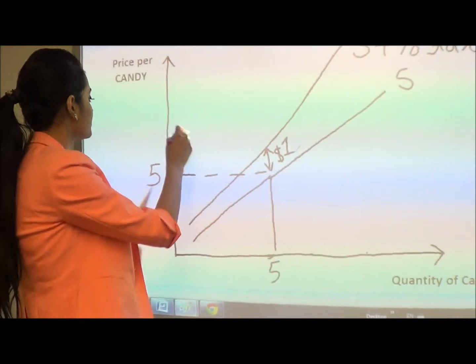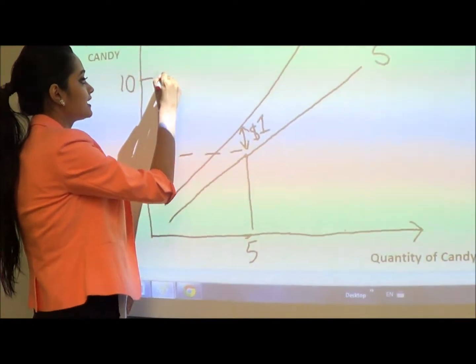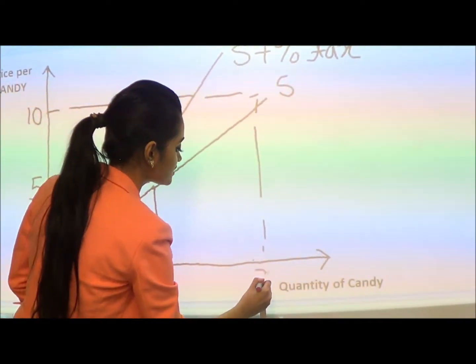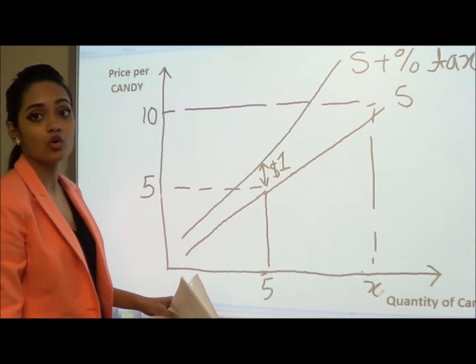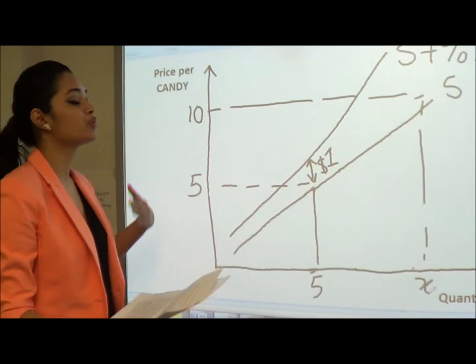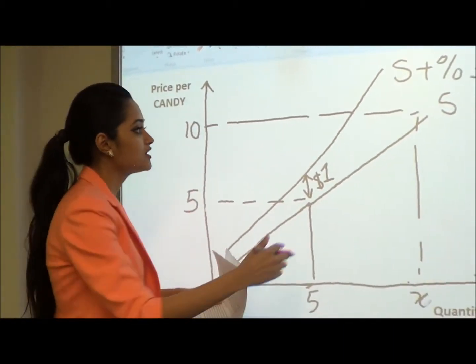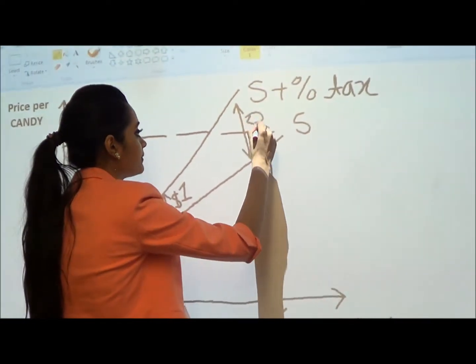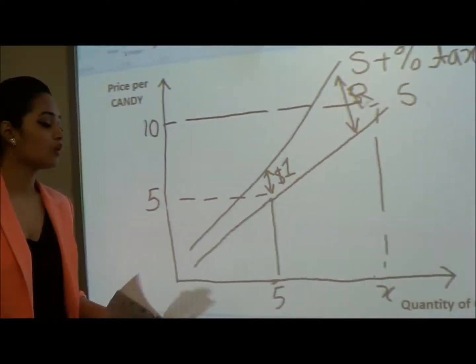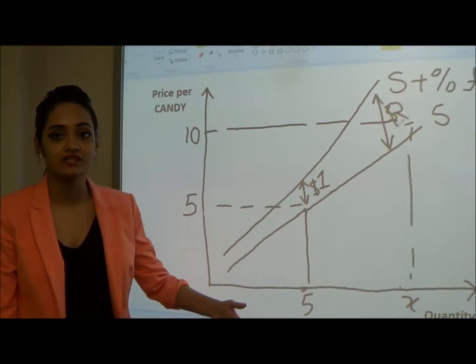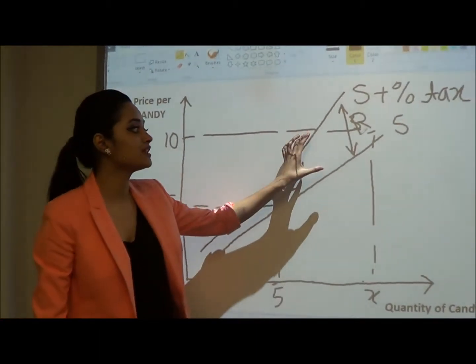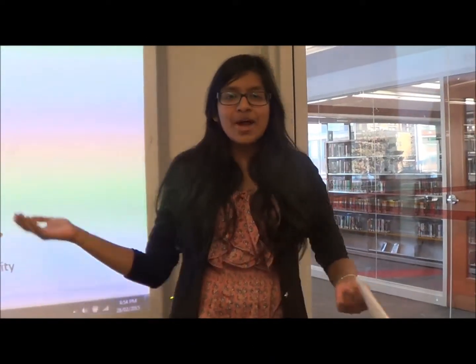For example, if the price was $10, at $10 they were producing at X amount. Now, the price is going to go up by $2 because 20% of $10 is $2. So here the supply curve moves up by $2. This shows that as the price increases, the gap between the supply curve and the supply plus tax curve becomes wider and wider. Now, why would the government implement an indirect tax?